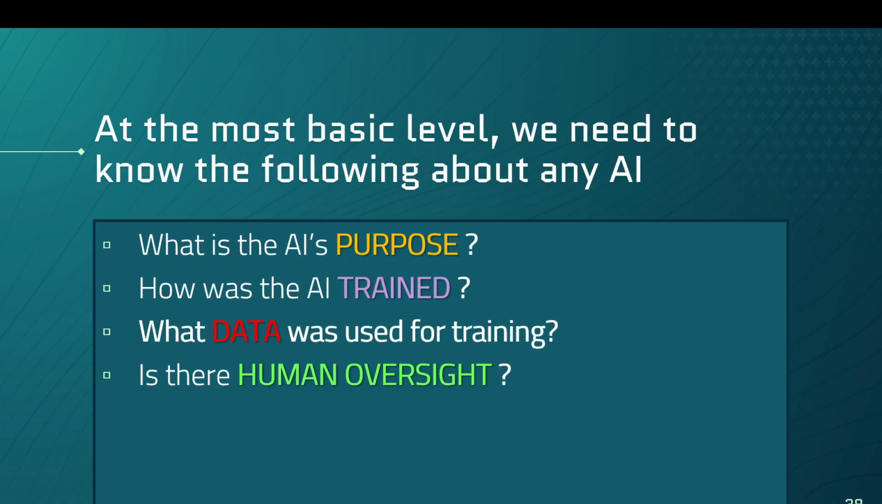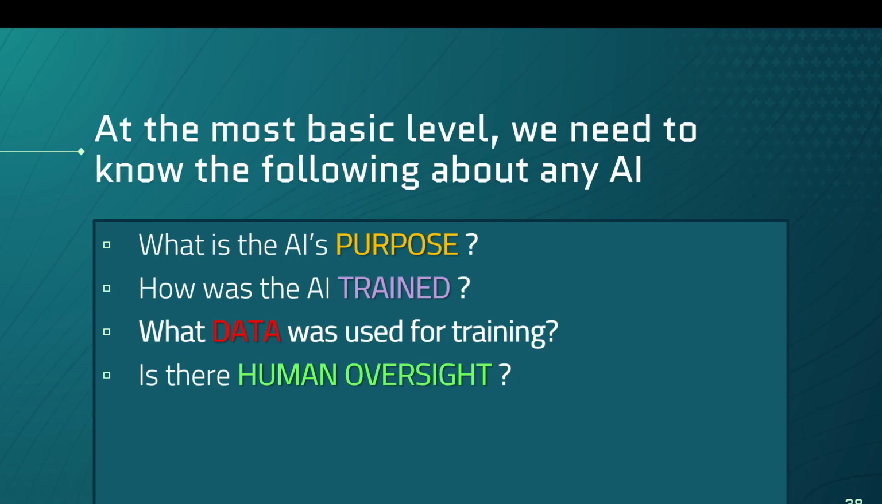At the most basic level, they have 4 components I want you to know about. And I think that any AI system that you ever want to use, you need to know at least these 4 components. You need to know what is the design purpose of the specific AI model that you're looking at. And that might be different than the stated purpose.